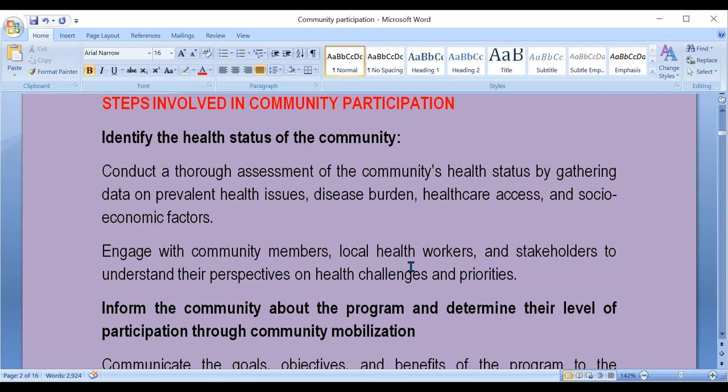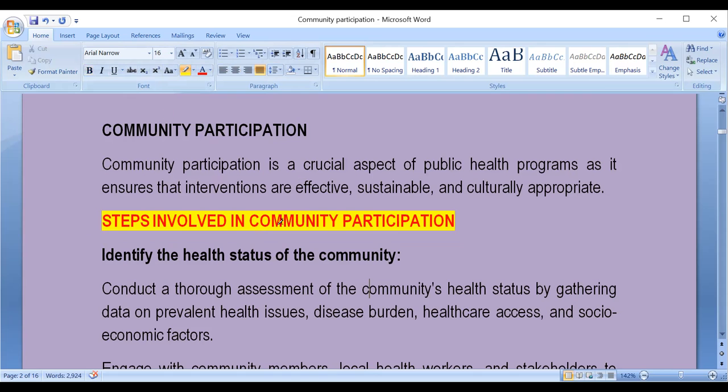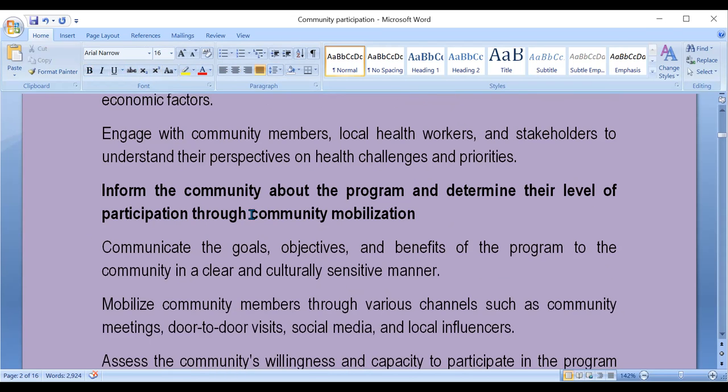Then the next step is you inform the community about the program and determine their level of participation through community mobilization. You can only know if the community will participate when you have invited them for a program and they are able to show up. When you invite them for a program and they show up, then you can say largely that this community has high participation. We will discuss community mobilization in another lecture.